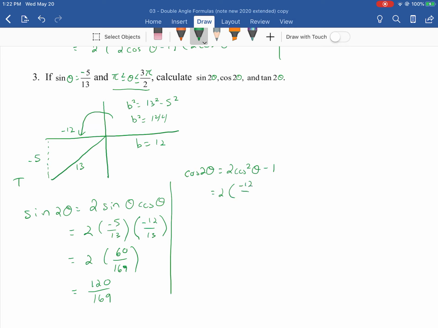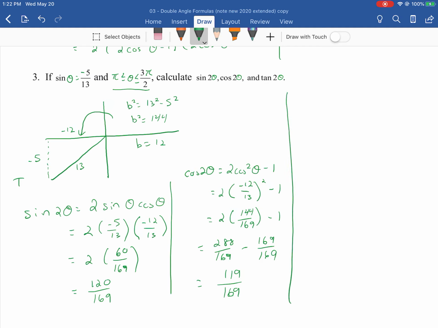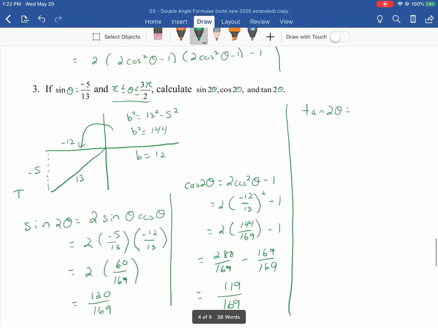So cos 2 theta equals 2 cos squared theta minus 1. We found out a second ago that cos theta is adjacent over hypotenuse. It's negative because it's in a tan positive quadrant. And the rest of it's just simplifying the numbers. Here I get 144 over 169. And I get 288 over 169. I'm going to need this with a common denominator, so I put it over 169. And I get 119 over 169. Very close to the sine 2 theta answer, weirdly here. That doesn't have to happen all the time, but it did here.